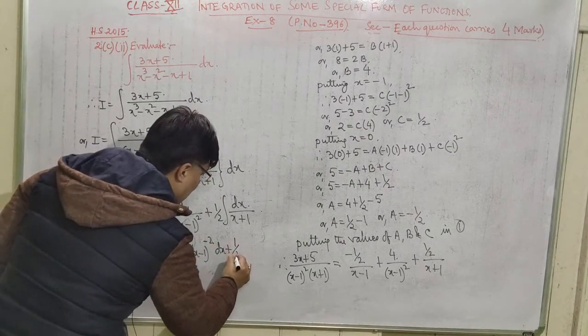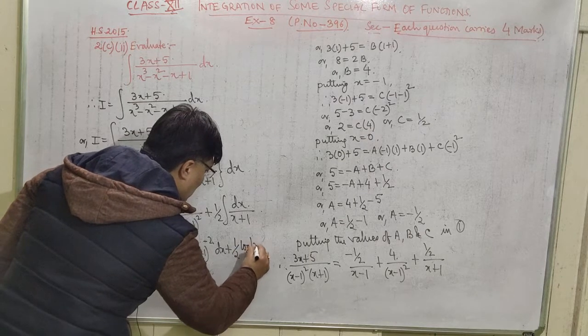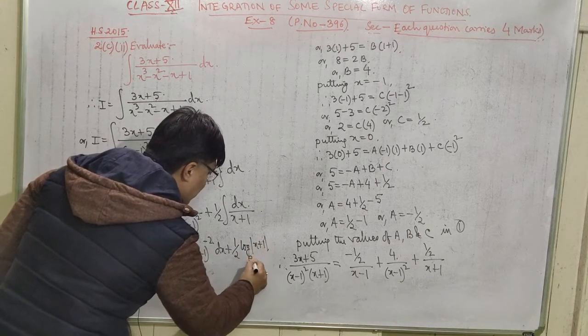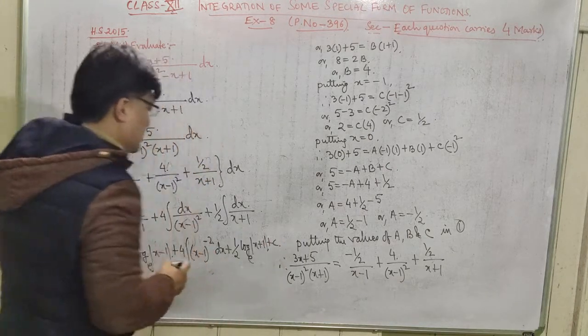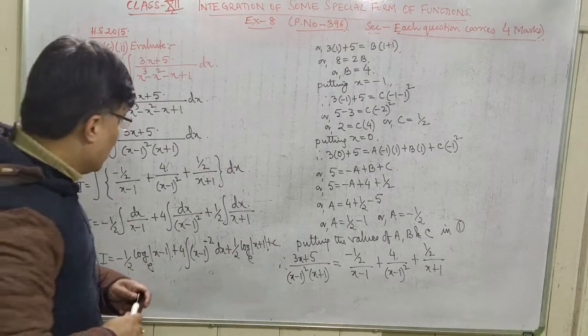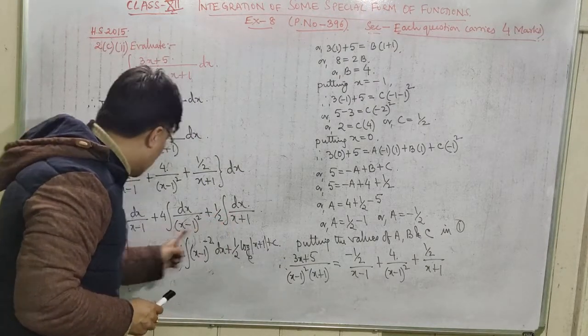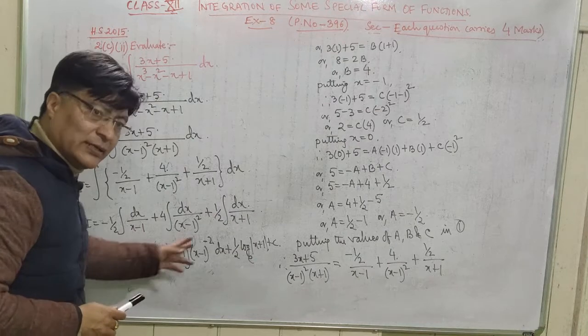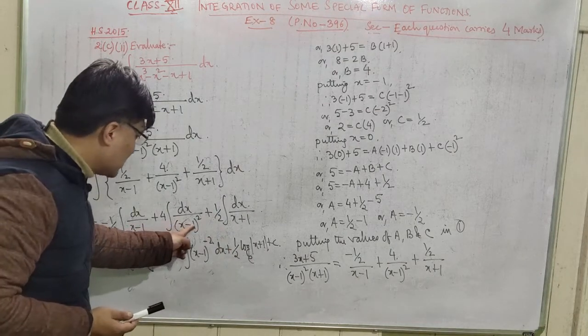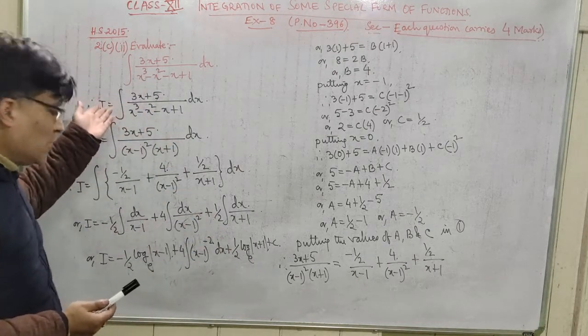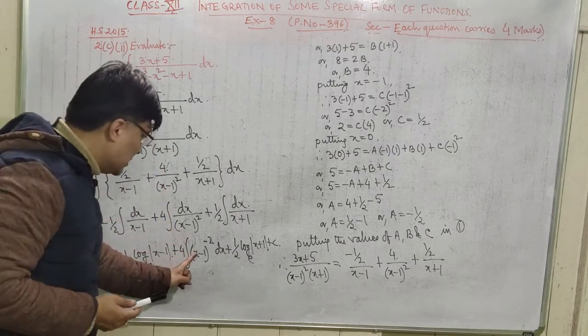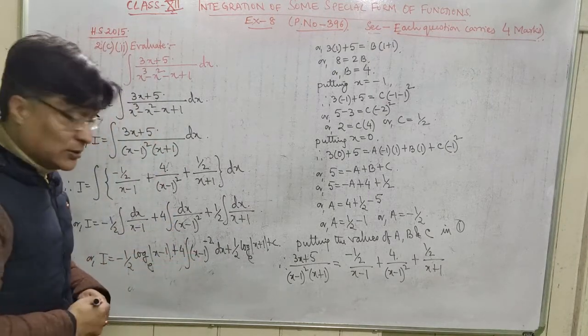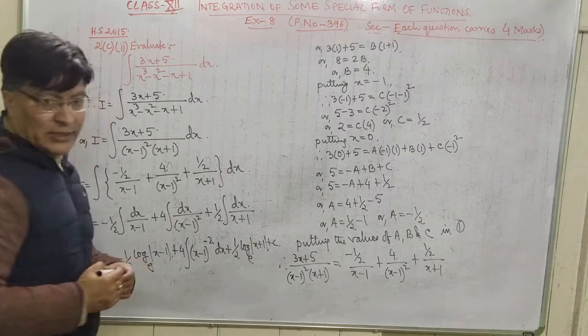now this will be half log within mod x plus 1, the base is e, then plus c. Because here the power of x is 1, there also the power of x is 1, that you can write in terms of log, but this (x minus 1) whole square is there, it is taken to the numerator. Now you can easily integrate this, and then plus c is written out there.